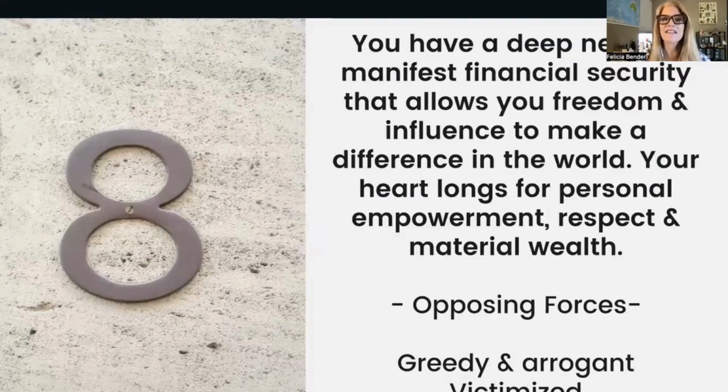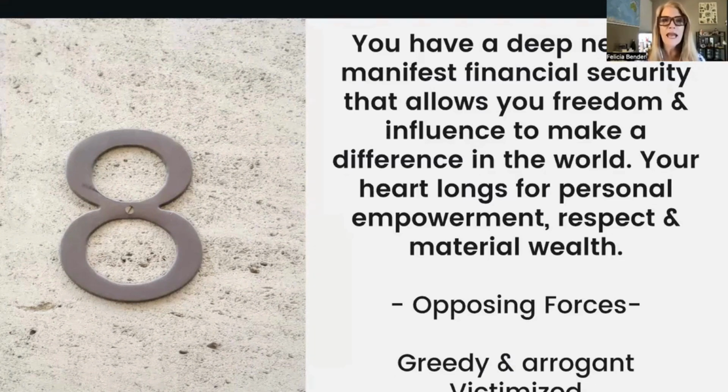All right, the 8. The 8 has a deep need to manifest financial security that allows you freedom and influence to make a difference in the world. This is calling to your soul. You have to do well in the world. You have to make enough money. You have to have this influence. It's pulling you in that way. Your heart longs for personal empowerment, for respect, for becoming an authority, and for material wealth.